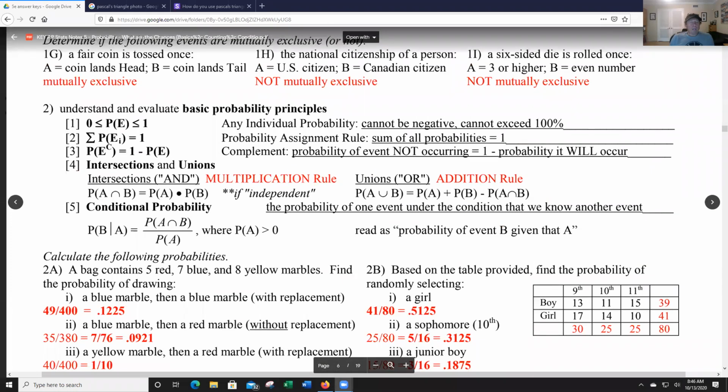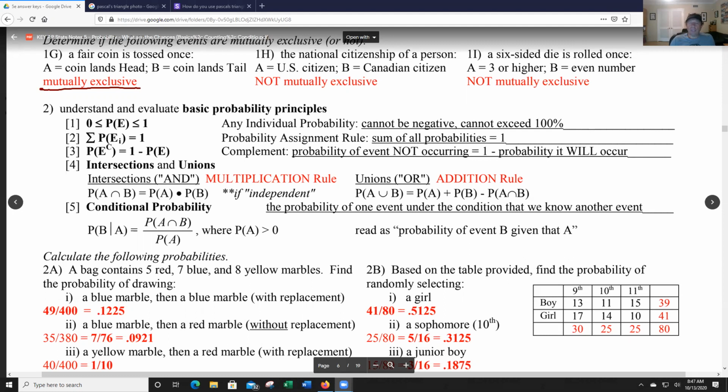Okay, so are these events mutually exclusive or not? Disjoint or not? And again, mutually exclusive means can't happen at the same time. All right. When you flip a coin and it lands on heads or lands on tails, a coin cannot land on both heads and tails. Don't say sideways. It can't land on both heads and tails. So those two events are definitely mutually exclusive.